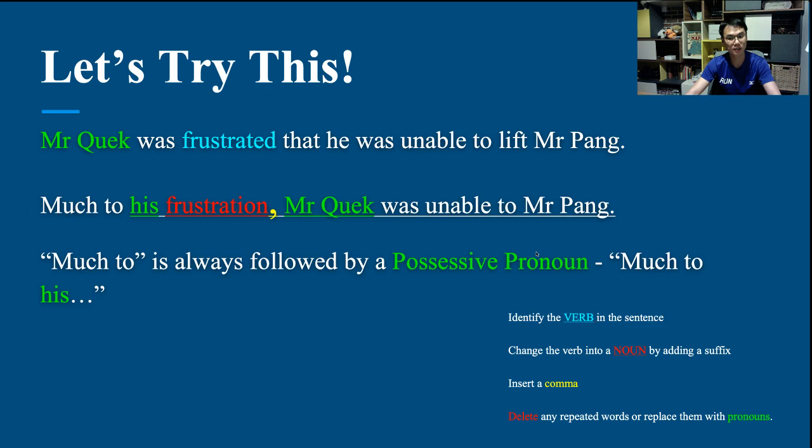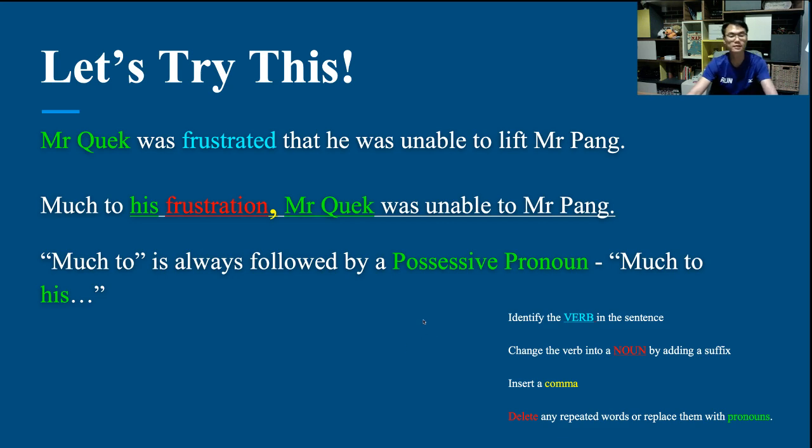So much to, again, always followed by a possessive pronoun. Much to his frustration. Identify the verb, change it into a noun using the suffix tion, change Mr. Quack into his, the possessive pronoun, and then move Mr. Quack, the subject, to the back so that it's not lost and the meaning of the sentence remains the same. I hope you understand the steps for doing much to. Remember again, if it's too fast, just rewind the video back to the beginning and view it again so that you get the steps that I follow in order to check that my sentence is synthesized properly.